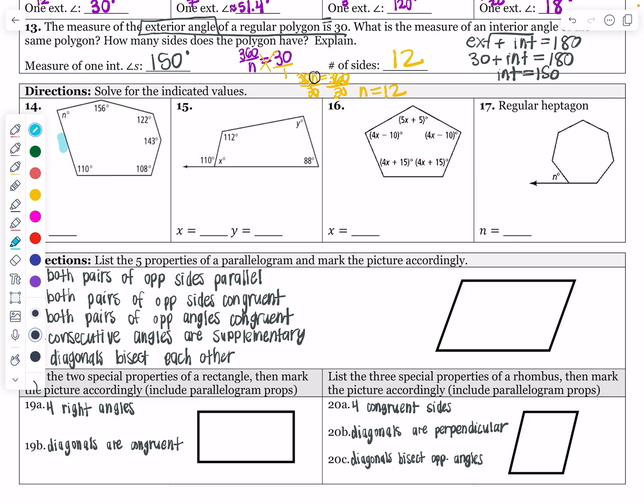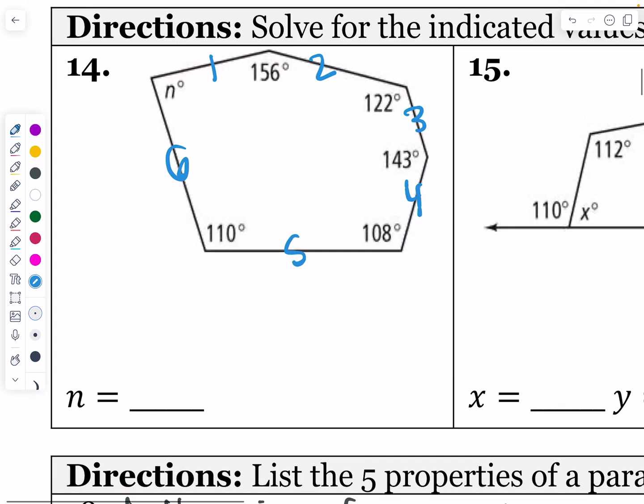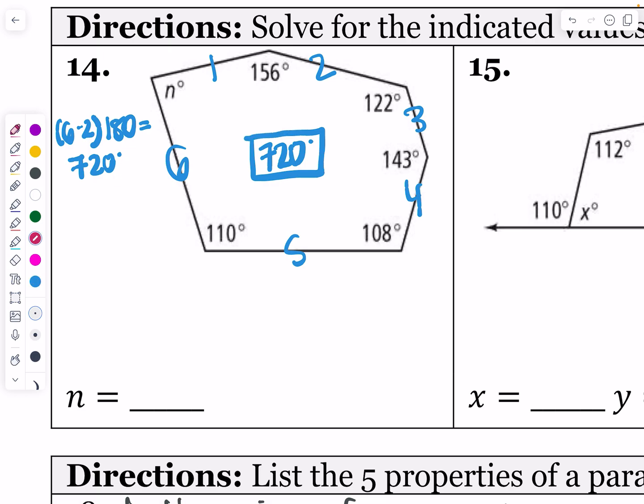Counting sides, I have 1, 2, 3, 4, 5, 6 sides total. So how do I find my interior angle sum? That's going to be 6 minus 2 times 180 degrees. When I do that, I have an interior angle sum of 720 degrees. So all of these should add up to 720. Okay, so I'm just going to make a note of that. All of these inside angles should have a total sum of 720 degrees.